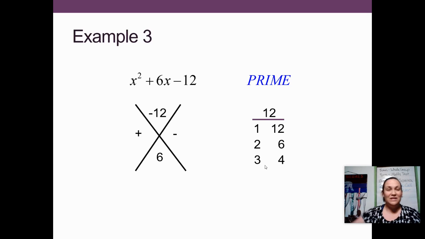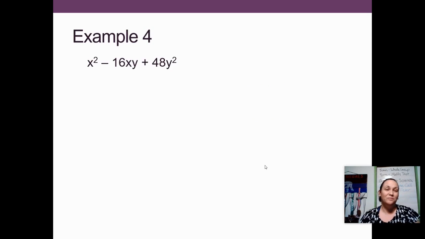Then we have one more example for today, example number 4. In this example, it gets a little bit different because it's got an extra variable in there, but everything's going to work out okay. I'm going to draw my X, and since it's already a letter, we're not going to put any letters in it. We're just focusing on the numbers.